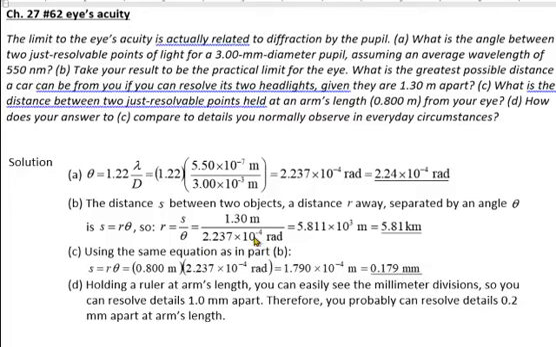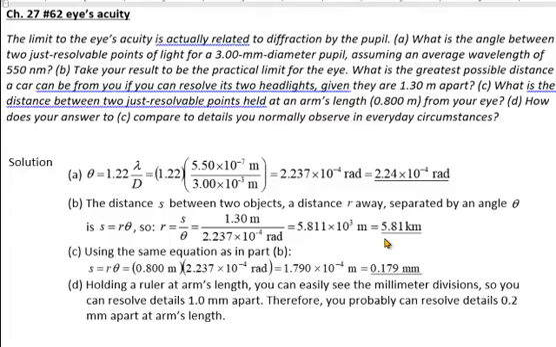For the pupil, it is the diffraction limit, so the 2.237 times 10 to the negative 4 radians, and when you divide these two numbers you come up with 5.8 times 10 to the third meters, so 5.81 kilometers, which is about, oh, is that 3.5 miles? Yeah, it's about 3.5 miles, and you can still resolve the two headlights.